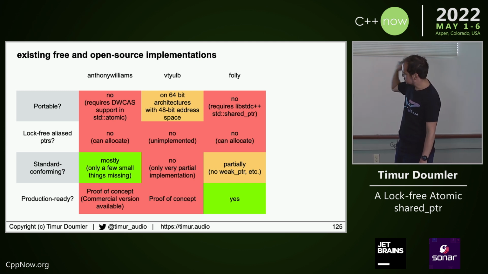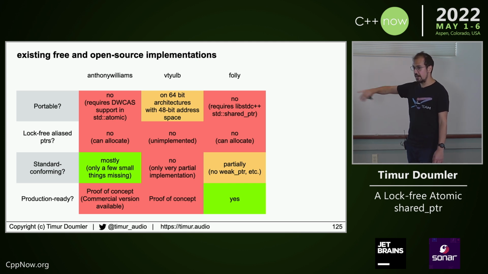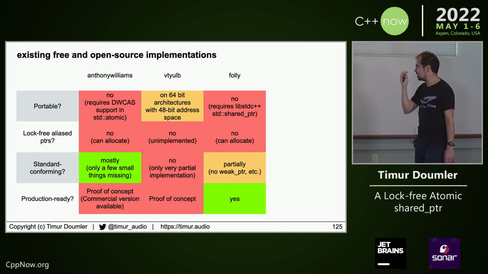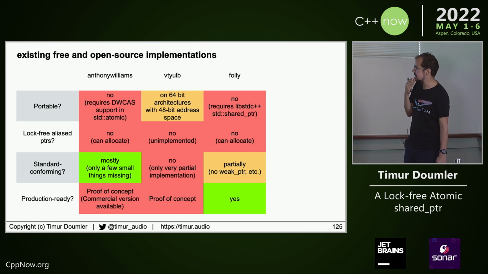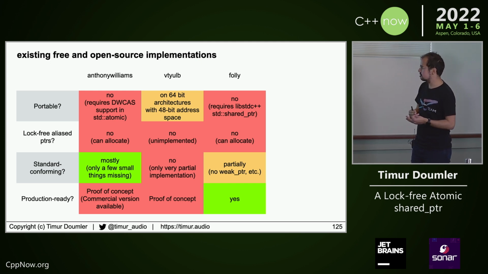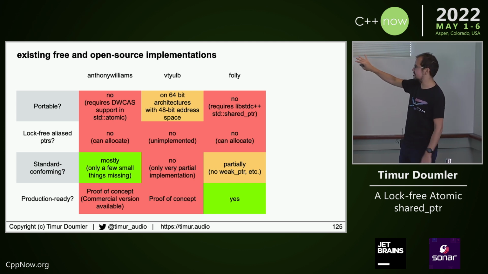But if you want a generic implementation of atomic shared pointer, the way it's defined in the standard library, there are three open source implementations. None of them are really portable. Anthony's requires double-width compare and swap. Vladislav's requires this kind of pointer packing. And Folly's one, that's actually the most ridiculous thing.